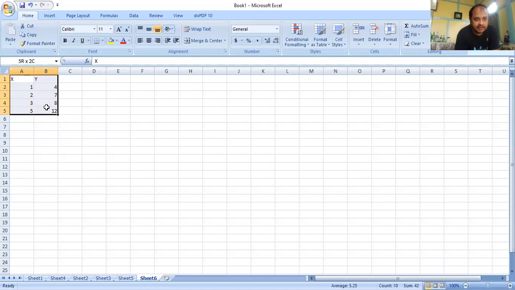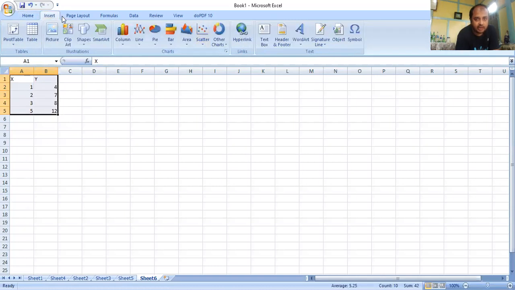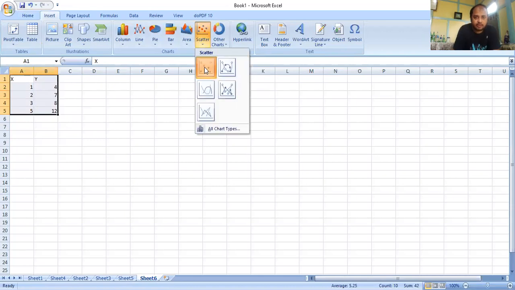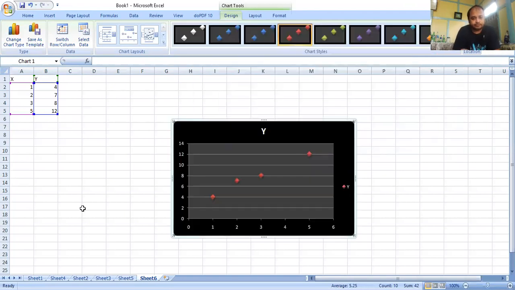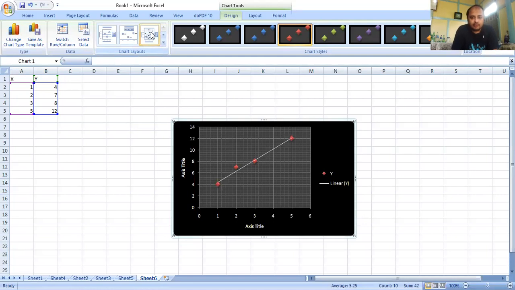Now we will select the data. We'll go to the insert section, and from there we'll choose the scatter plot. Take the first one, and you see the curve which I got. I was showing you that curve, and it has been obtained over here. Different layouts of the scatter diagram are available. So this is one layout, and if I click on it, it directly shows the straight line.